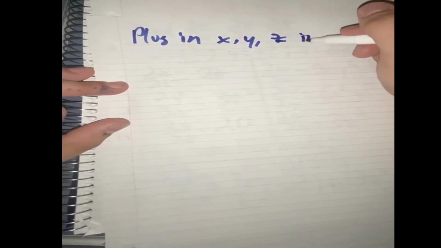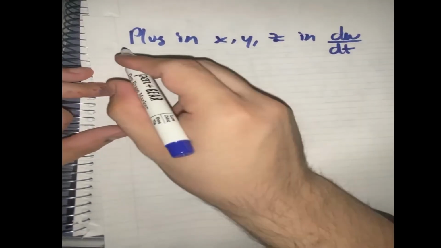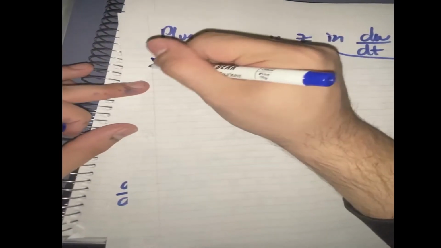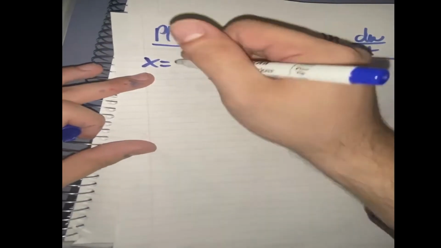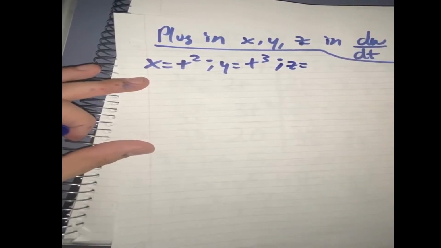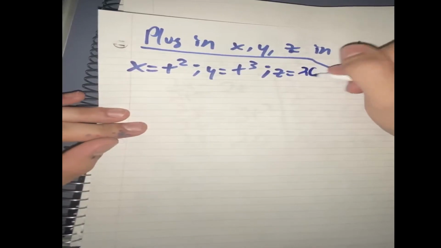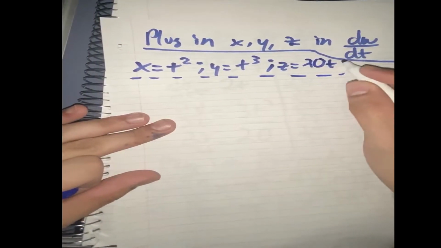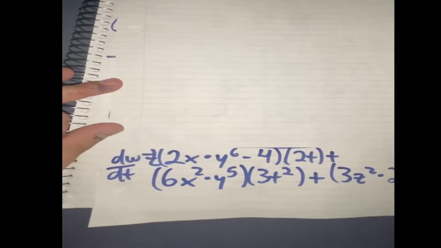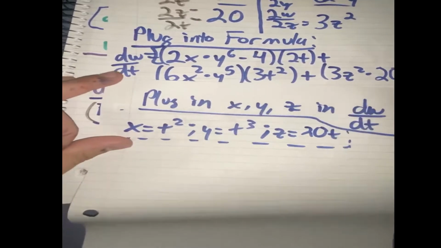So the next step is to plug x, y, and z into dw over dt, so that we can have everything with respect to t. So this thing right here. We're going to quickly jot down what our x, y, and z was. Our x was t squared, our y was t cubed, and our z was equal to 20t. Now the next step is to plug these terms into what we came up with down here. There we go. Now we can see the whole formula.